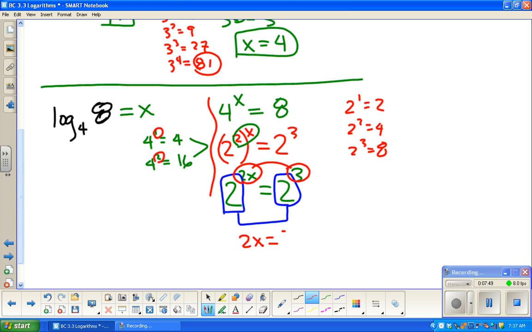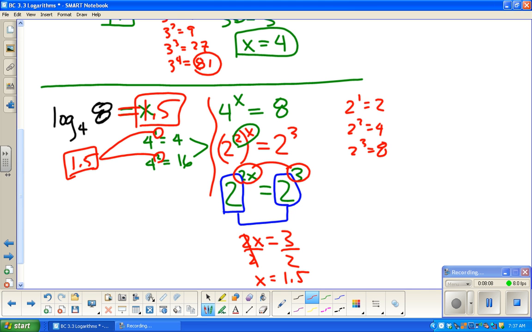So 2x equals 3. X is 3 over 2, or if you would rather write 1.5, that's fine. And I think you need to notice that 1.5 is certainly between 1 and 2. Okay, so there it is. That is log base 4 of 8 is 1.5. And if you type into your calculator 4 to the 1.5 power, it'll actually give you 8.